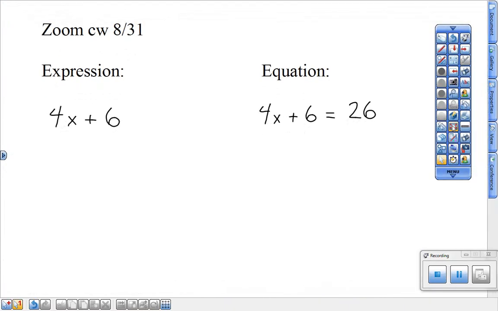All right, for the Zoom class for 831, I'd like you to write down each of these problems that I'm having you do and try. Write all of them down.